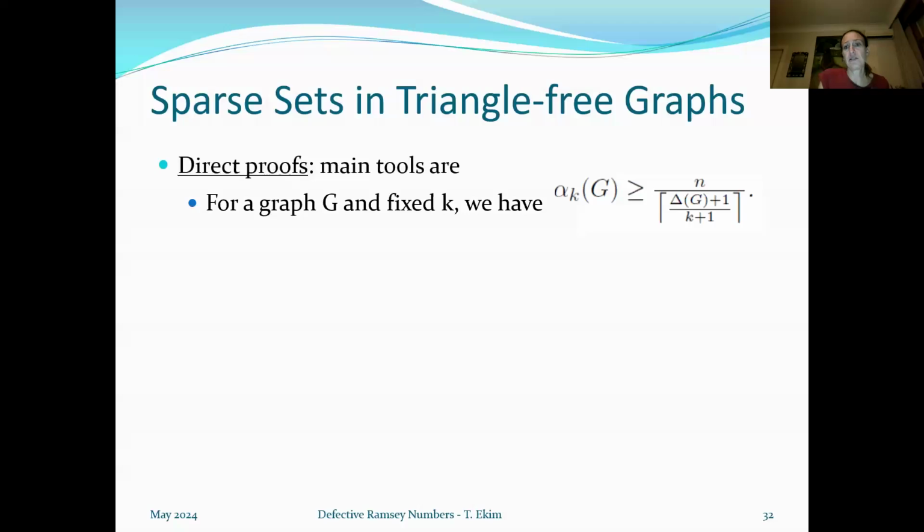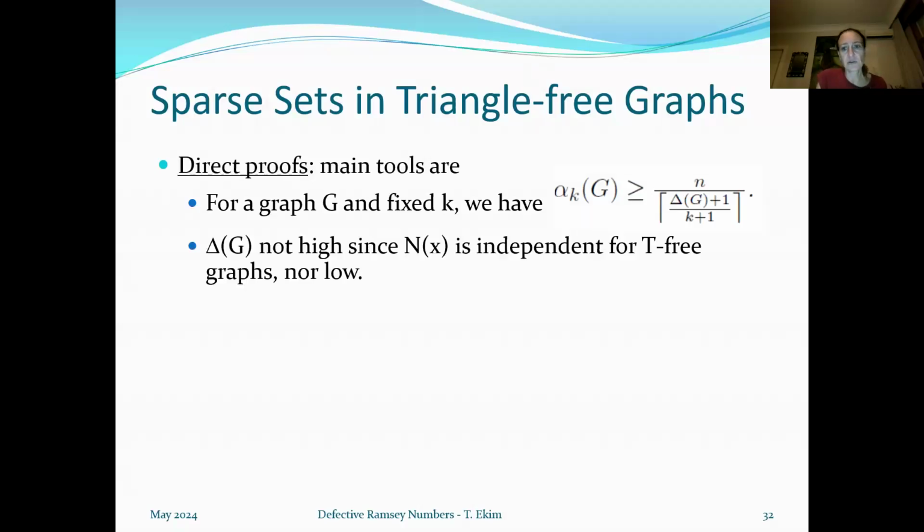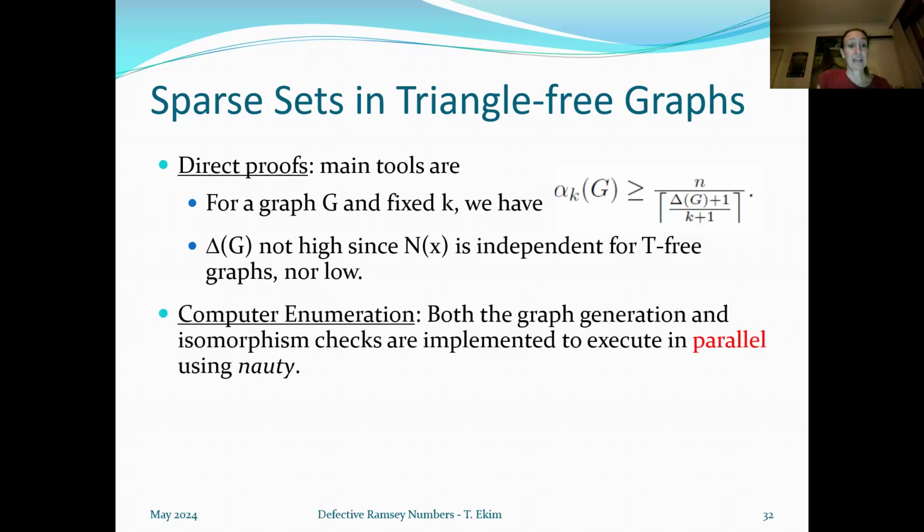In direct proofs, we used some structural results, so I'm not going to go into details. Like, just take a vertex and look at its neighborhood. Since there is no triangle, the neighborhood is independent. And this helps a lot. And in computer enumeration, we used parallel computation, both in the graph generation phase and isomorphism checks. So thanks to my student, who's very good at coding, we could make a parallel computing using NOTI.